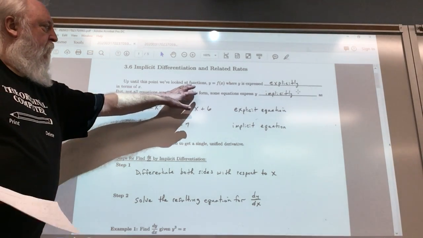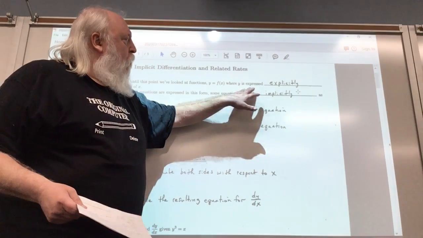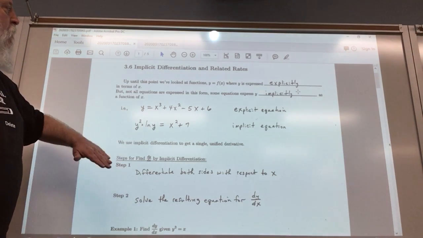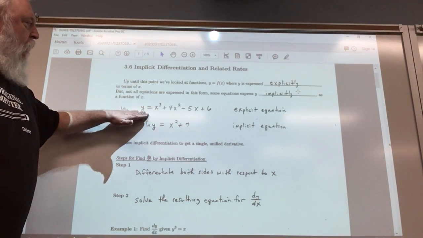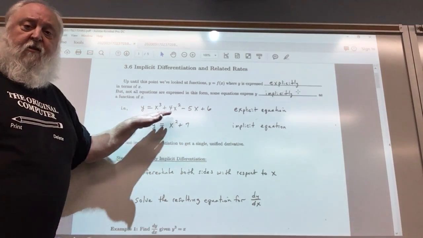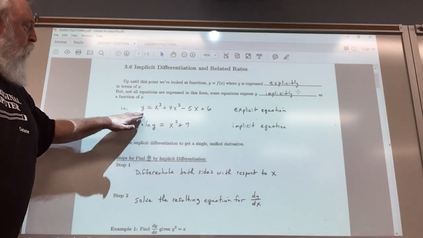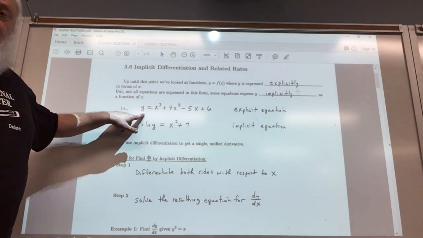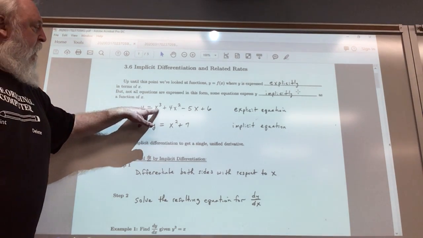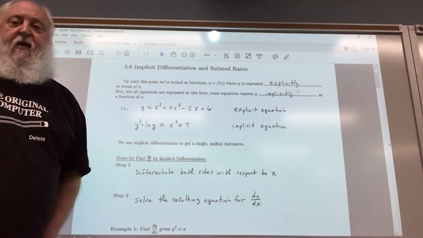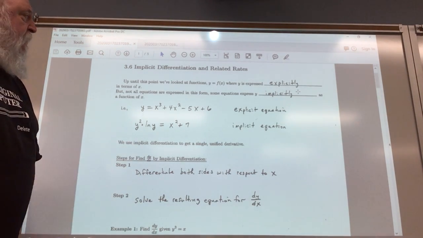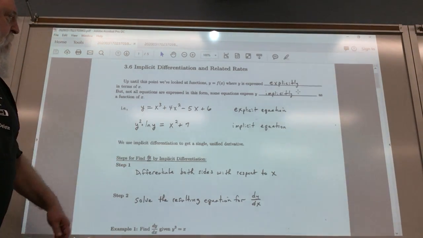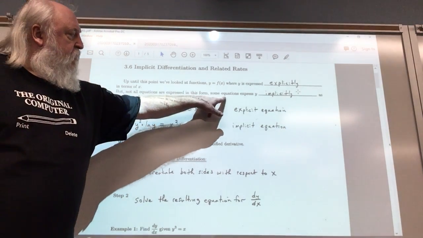Up until this point we've looked at functions y equals f of x, where y is expressed explicitly in terms of x. An example is this polynomial: y equals x cubed plus 4x squared minus 5x plus 6. The variable y is all by itself on the left-hand side, and all of the terms involving x are on the right-hand side. So this is an example of a function where y is expressed explicitly in terms of x. But not all equations are expressed in this form.